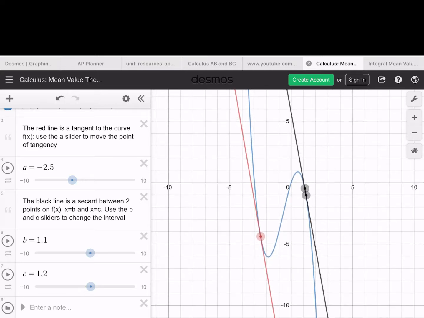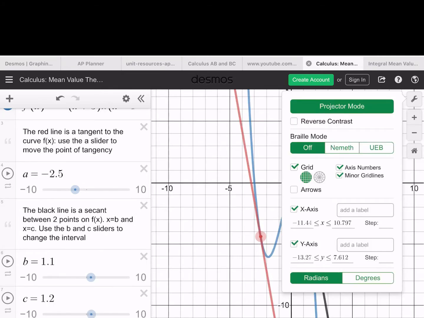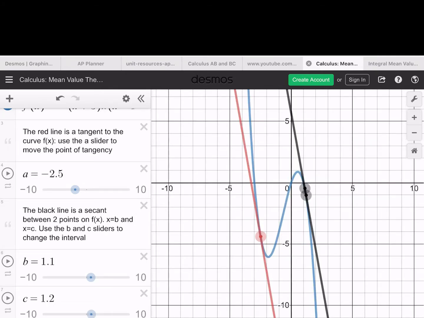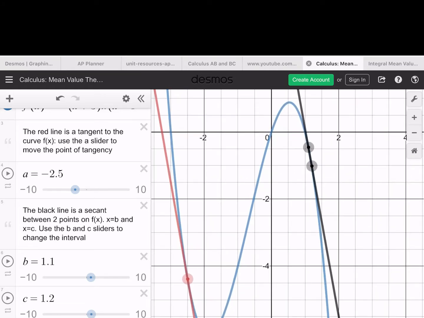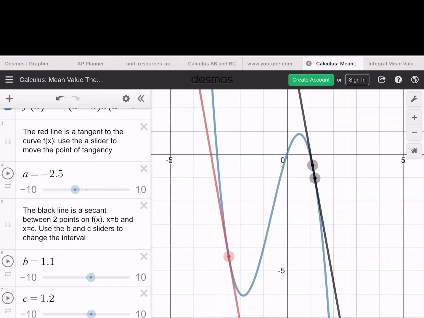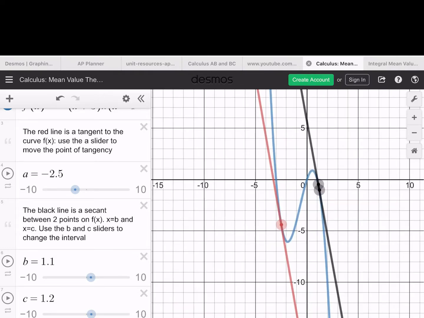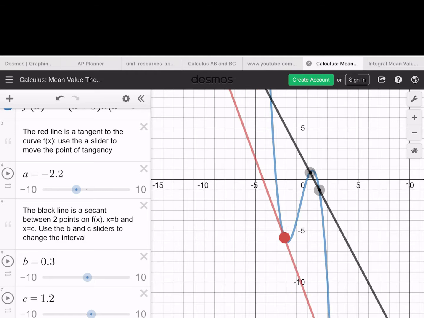So we have this cubic function, which is continuous and differentiable. There are many values where the instantaneous rate of change, which is this red line, is equal to the average rate of change. Here I just have the average rate of change between these two points, whatever that is. I could change this, so I changed the average rate of change like that, and then I could attempt to make the red line parallel, so the slopes are equal to each other.